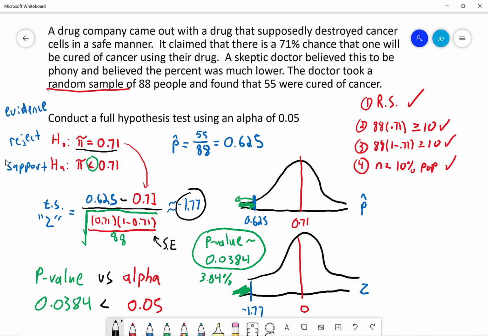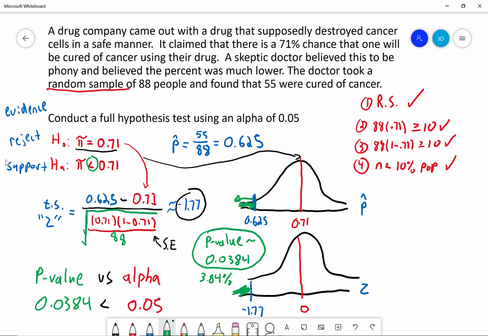So if in fact 71% of cancer patients will get cured from this drug, if that is true, and that's how we set the center of this distribution to where we did. That's why the center is at 0.71. If that is true, then there's a 3.84% chance we would have gotten this sample proportion, 0.625, or one less. It was very unlikely for us to have gotten that sample proportion or one less if in fact 71% of patients would get cured using this drug.